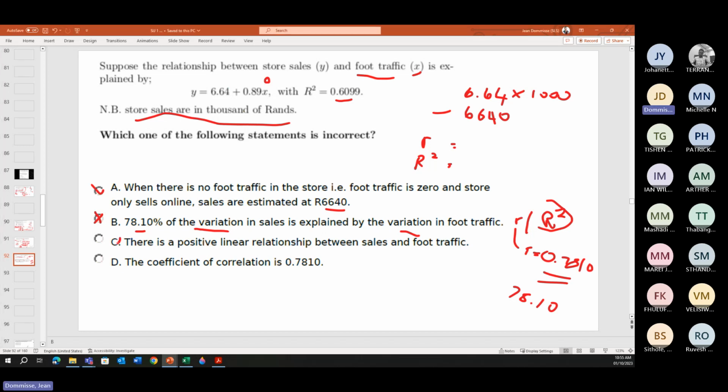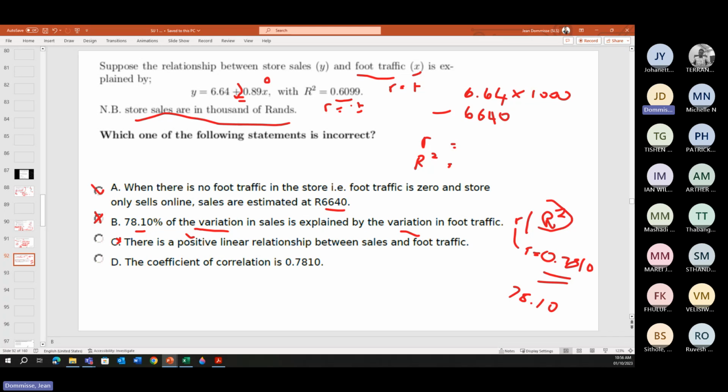The way that we identify a positive or negative relationship is by looking at what is in front of the slope. If that's positive, there's a positive relationship, and then our R would also be positive. They haven't given us the R, so when we work out the R square and we work out R, remember it can be positive or negative, because a negative times a negative gives you a positive.